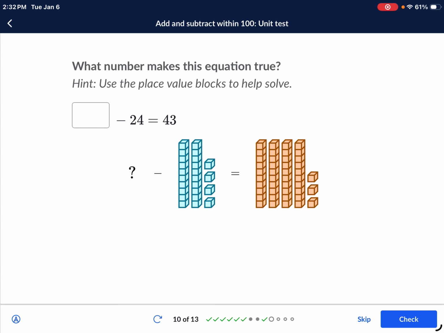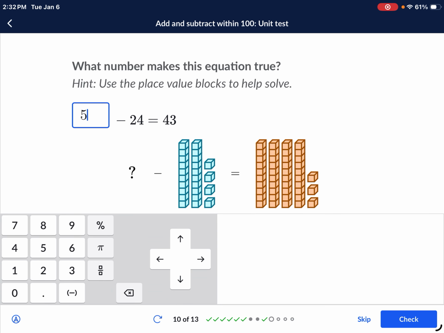What number makes this equation true? Question mark. Hint, use the place value blocks to help. So, it's what minus 24 equals 43? So it has to be more than 43 because I have to take away 24. So let's see. 40 plus 20 equals a total of 60. And then 4 minus 3 equals, so the answer is 59.